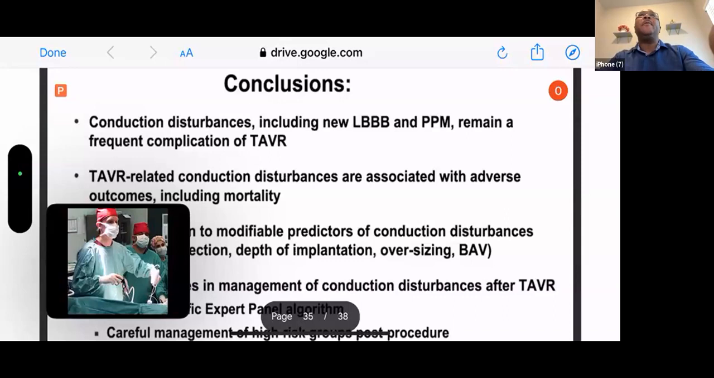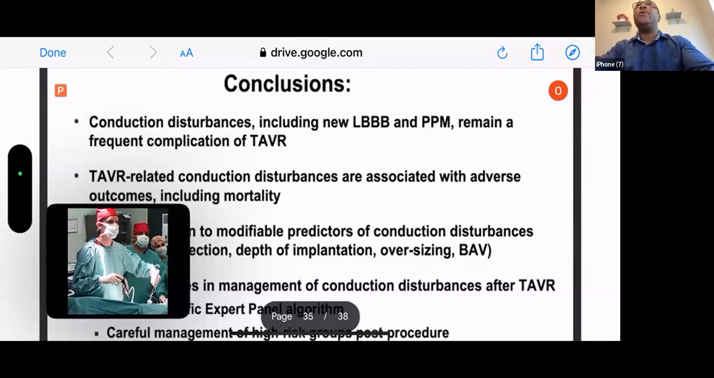And then make sure you don't do a deep implantation into the LVOT, and then decide, am I going to use a pre or post dilation ahead of time? And that will help you. So recent advances in management of conduction disturbances have been explored by Jack, like I said. And then you need to make careful management of high risk group patients post procedure. And then guideline indication for permanent pacemaker implantation is also followed.